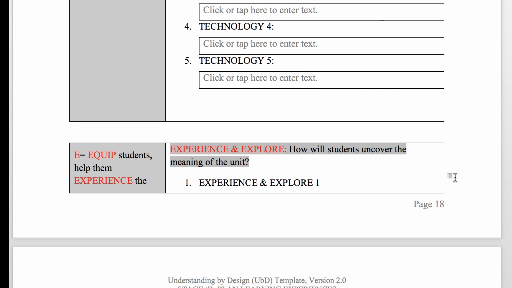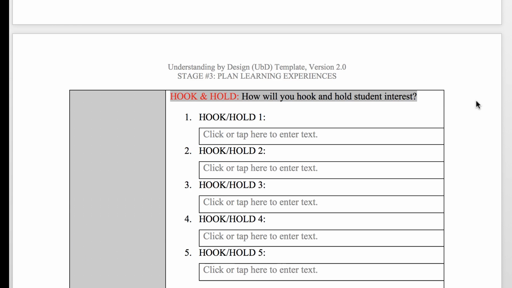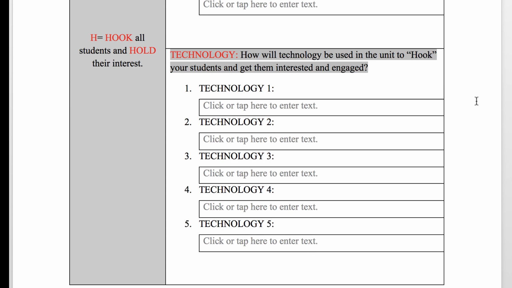Go back up a little bit, back to the hook and hold. The second part of that is technology. Nope, I missed past it. How will technology be used in the unit to hook your students and get them interested and engaged?